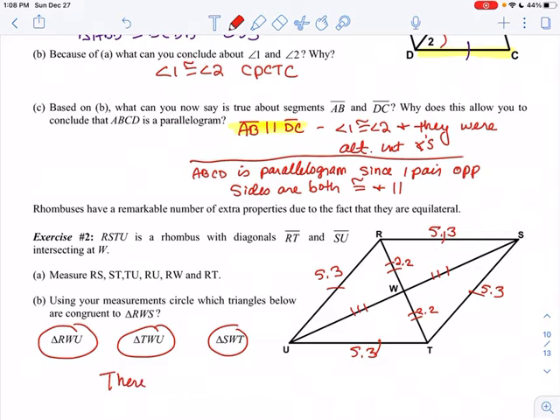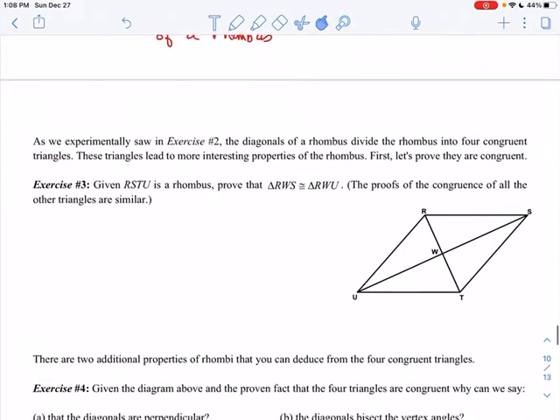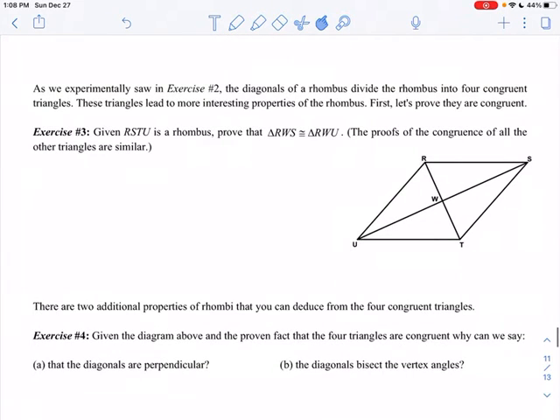There are 4 congruent triangles created by the diagonals of a rhombus. That is not true in a parallelogram or a rectangle. They are 4 congruent triangles. All right, so interesting. That's going to help us out with some of these properties right here. So the diagonals of a rhombus divide the rhombus into 4 congruent triangles. These triangles lead to more interesting properties of the rhombus.